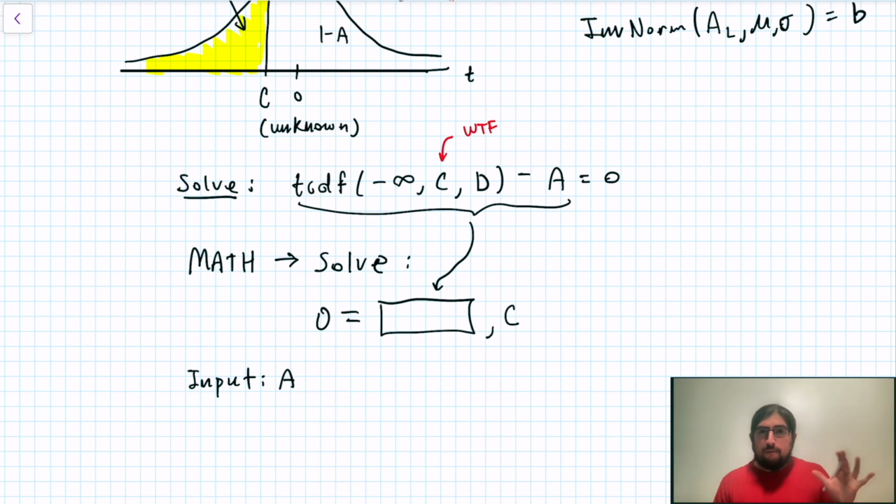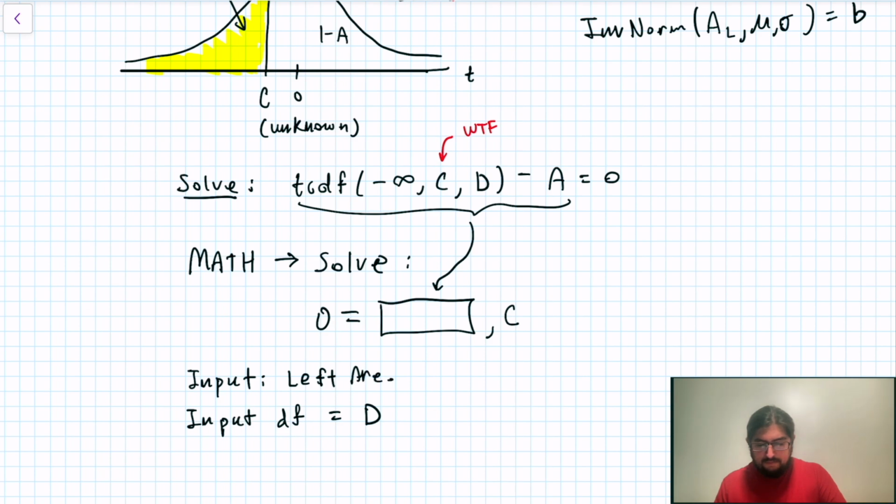And then in the background, we're going to set a few things. We're also going to input the degrees of freedom. So input degrees of freedom, and we'll call that D. So input, in fact, let me say input the area to the left, or should we call it left area or area left? I guess we'll call it left area. So input left area, and then we'll call that value A.